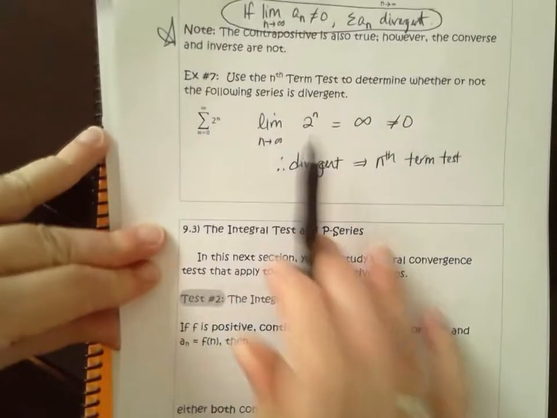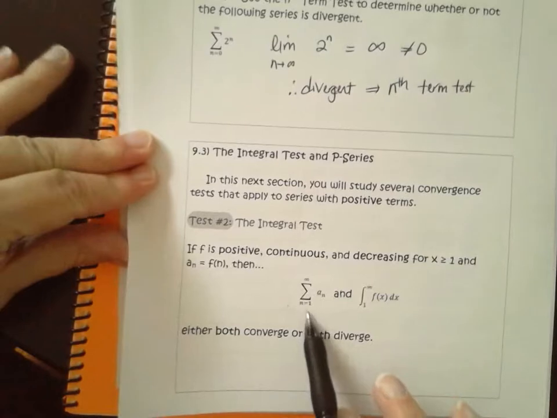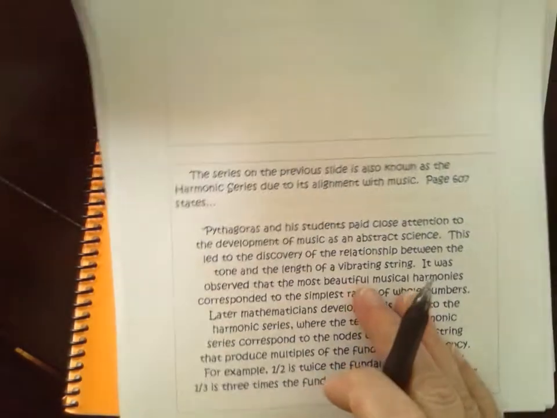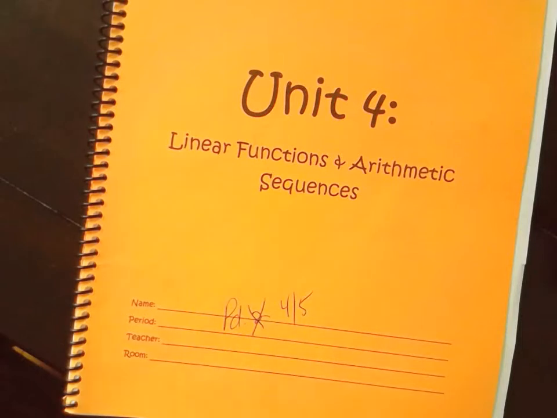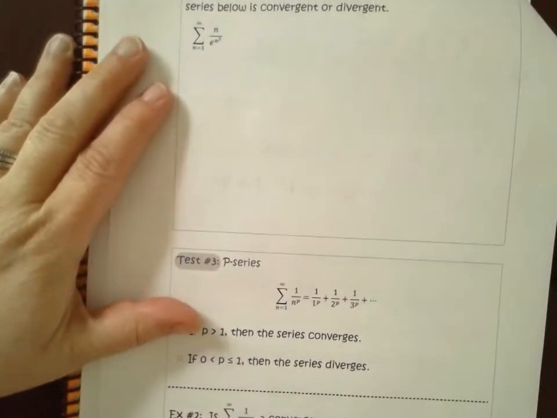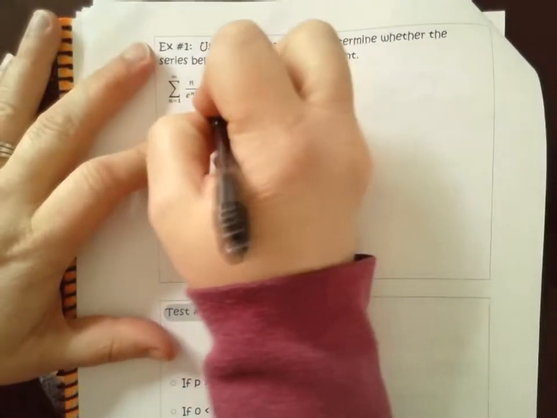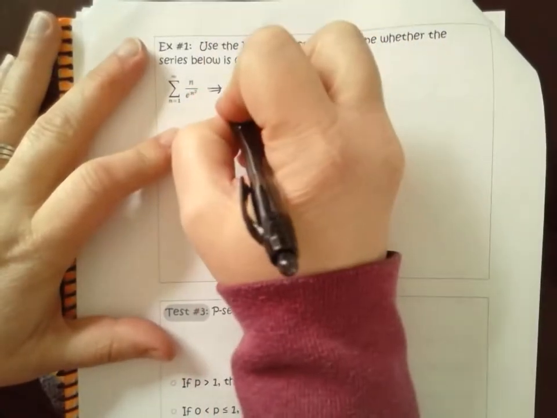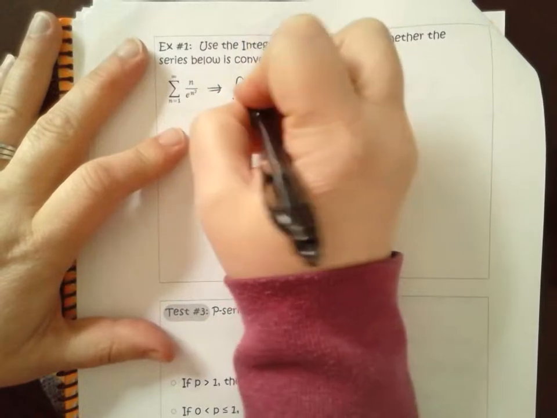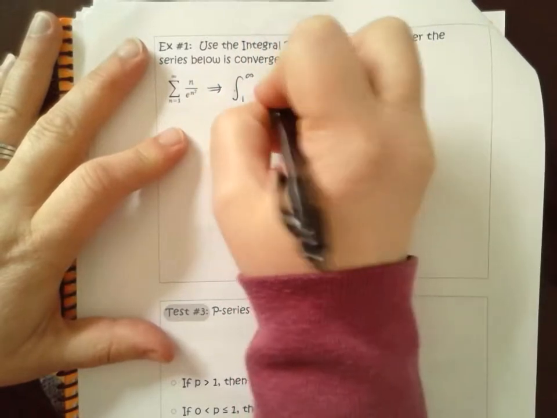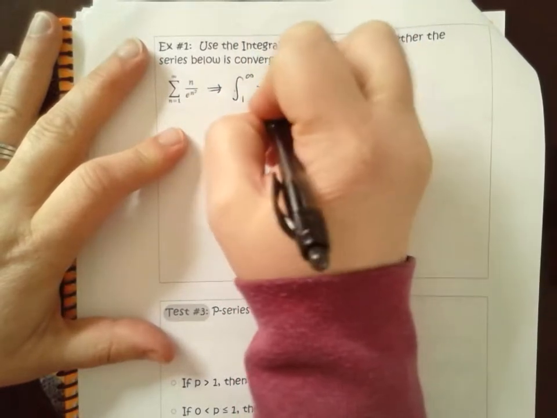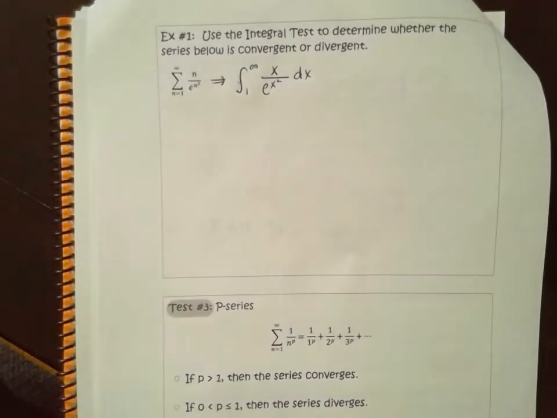Notice that neither the last test nor this test tell us what the sum is, just whether or not it is convergent. Or whether or not it is divergent, rather, with the last one. So, integral test. We are going to trade the series notation for the integral from 1 to infinity of x over e to the x squared dx. And we're going to solve that integral.